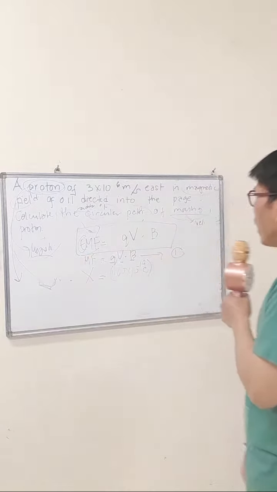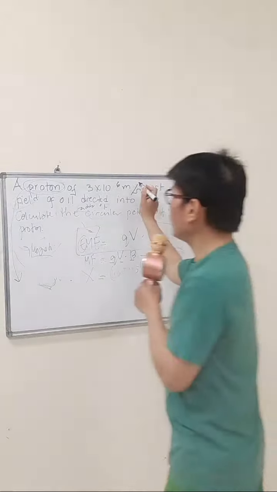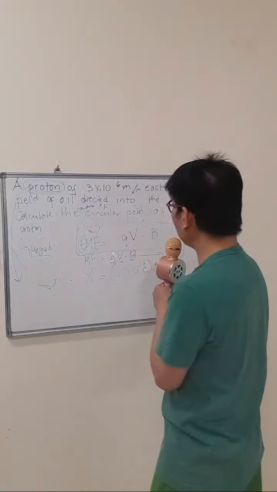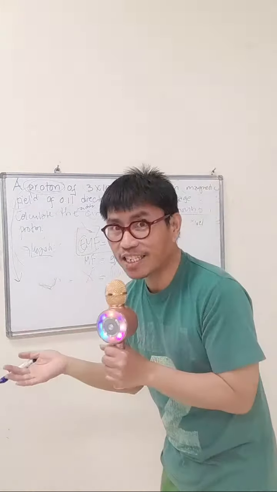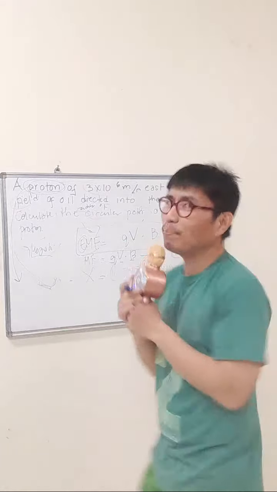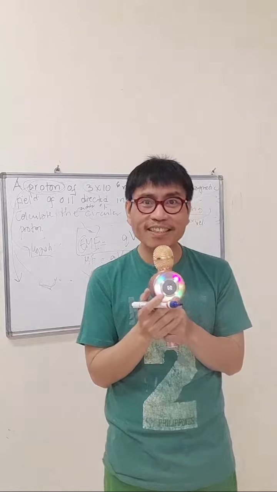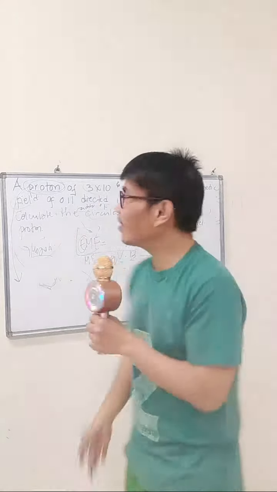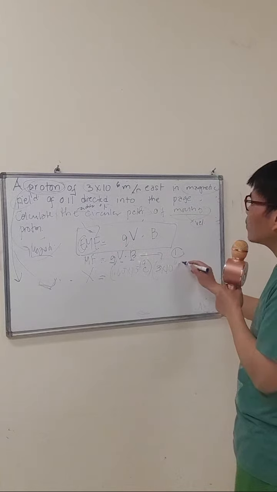Okay? Then your velocity. What is your velocity? It's mentioned: 3 times 10 to the 6 meter per second. Direct substitution, my dear ones. Our favorite. Okay? We'll feel happy if we can substitute immediately, right? Because we don't need to think a lot. 3 times 10 to the 6 meter per second.